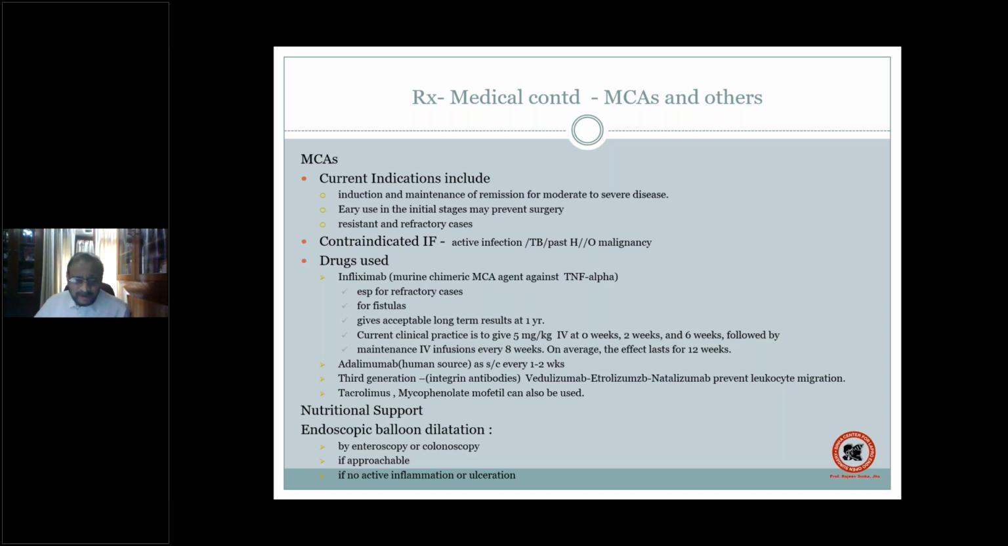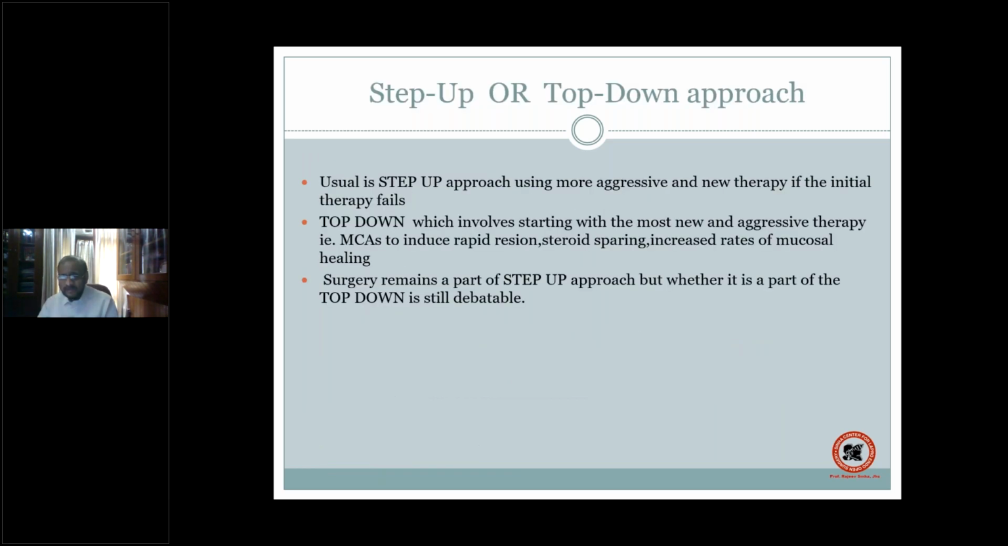What about the treatment part? Number one, endoscopic balloon dilatation, which is really a non-surgical part. The endoscopic approach is now being tried more and more often. What is important is that the particular stricture should be reachable by the enteroscope or colonoscope. So if it is approachable and there is no active inflammation or ulceration, go ahead and do a balloon dilatation. But if there is active inflammation, ulceration, or it is not approachable, this does not come into play.